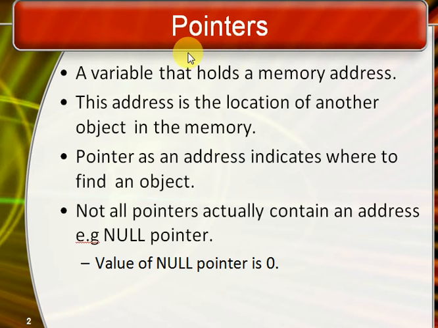Now, what is a pointer? A pointer is a variable that holds a memory address. This address is the location of another object in memory. A pointer, as an address, indicates where to find an object. Not all pointers actually contain an address, for example, the null pointer. The value of a null pointer is 0. 0 means null value. The null pointer is basically used to denote the end of a memory search or any processing event.